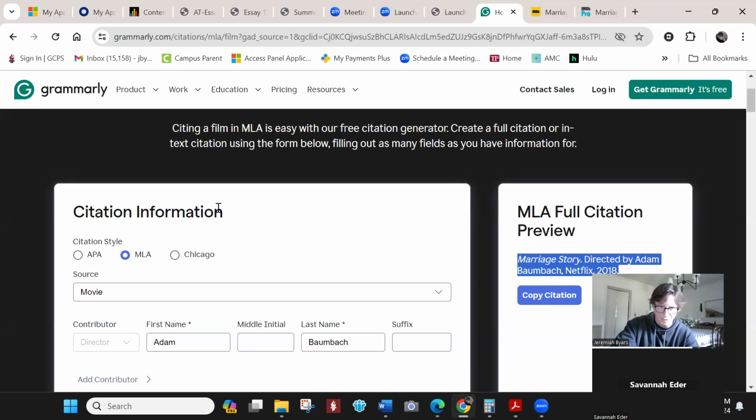Actually, you don't even need to use Grammarly. It's pretty easy to write.